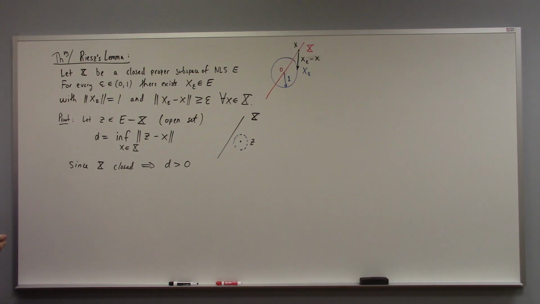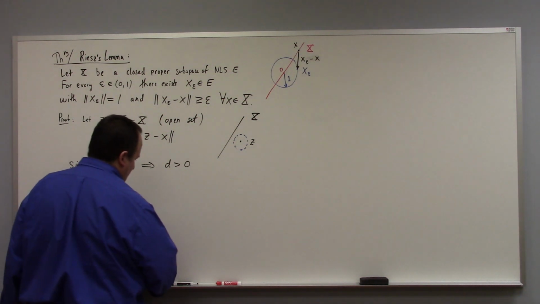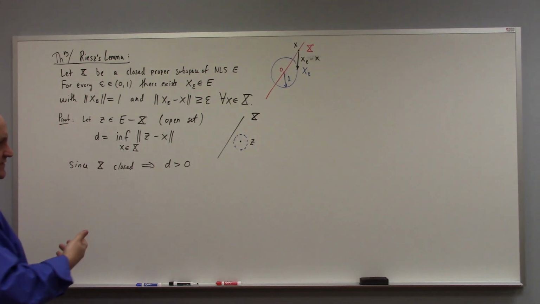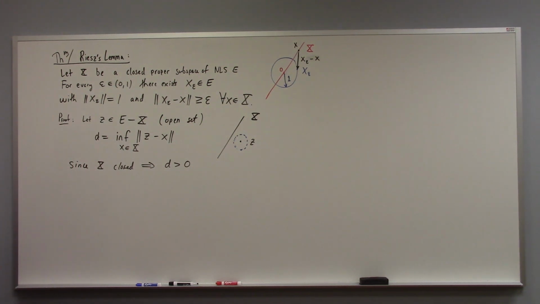Then, since z is not in x, there has to be... well, I suppose if d was equal to 0, wouldn't that say z is an element of x? I think, since x is closed, it would imply that. Anyway, okay, so let's see here, where was I?